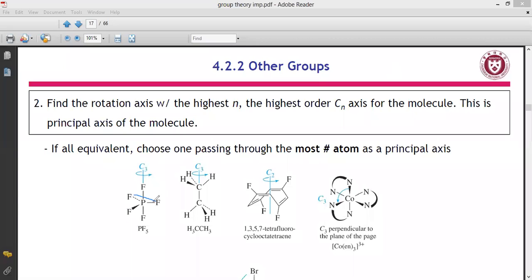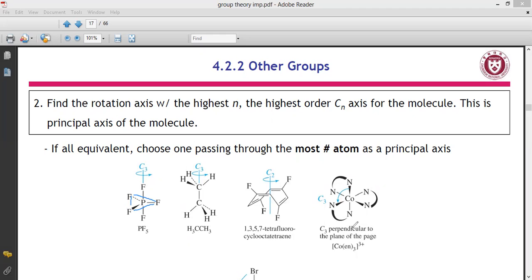अगर आप 3D में इसको देखेंगे, this is a triangle, and this triangle has on the upper side one fluorine and on the lower side one fluorine. When you draw the C3 axis passing through fluorine, phosphorus, and fluorine, then rotate it 120 degrees, you will find the C3 axis. Similarly, in the CH3 molecule, this is the ethane molecule. When you rotate this molecule, this is also a C3 axis. Similarly, 1,3,5,7-tetrafluorocyclooctatetraene also has a C2 axis. This molecule has a C2 axis.